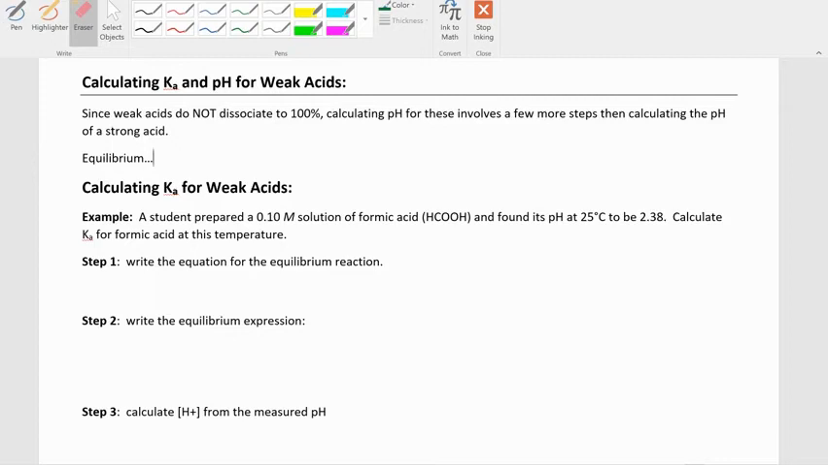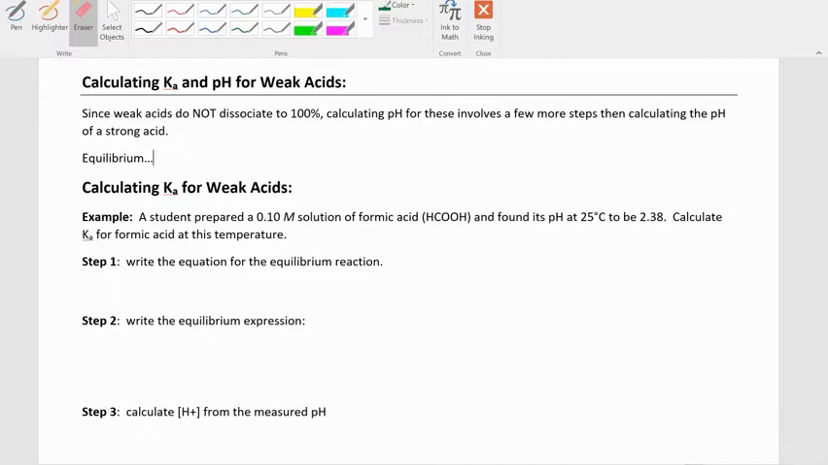We are going to work through this problem on how to calculate the Ka value for a weak acid. This is the same practice problem that's in your PowerPoint notes, so feel free to print this particular sheet out. I'll put it in Google Classroom, and you can work through this practice problem on this sheet.